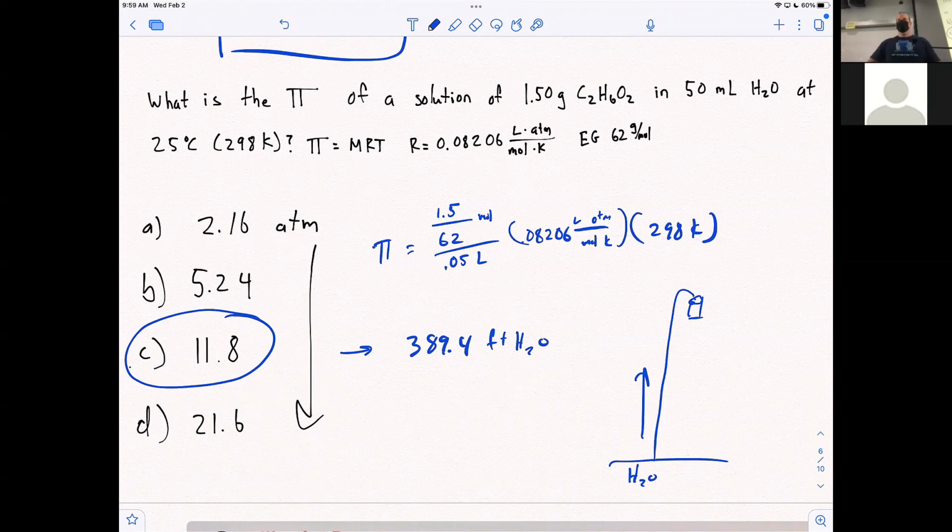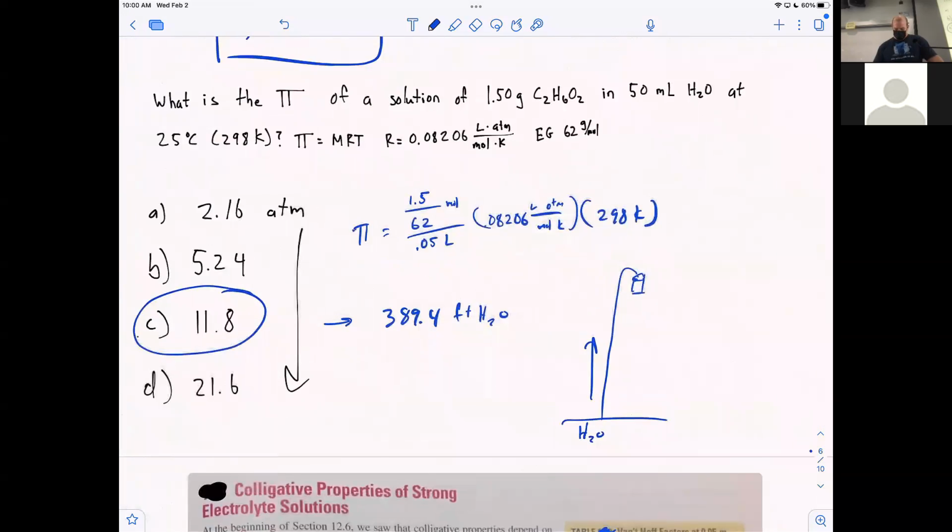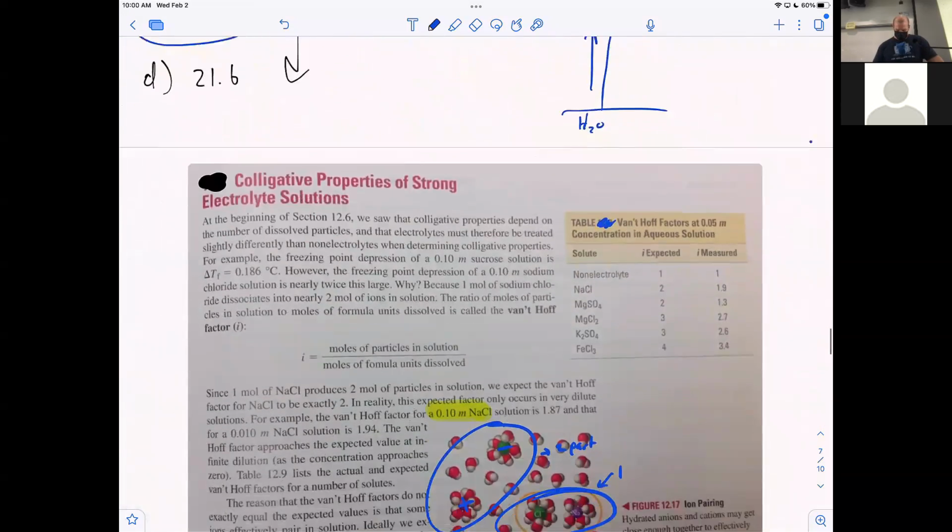That's nothing. And I guess for sugar, sugar is going to be 180 grams per mole, so 3 times that. That'll be less than 5 grams of sugar. So if you put less than 5 grams of sugar in 50 milliliters of water, that's not that sweet. It's not like rock candy sweet. That could draw water up 400 feet. That's nuts. So, all right.